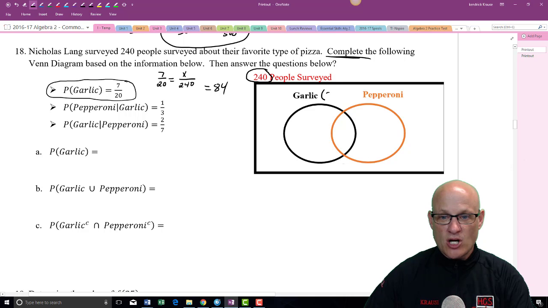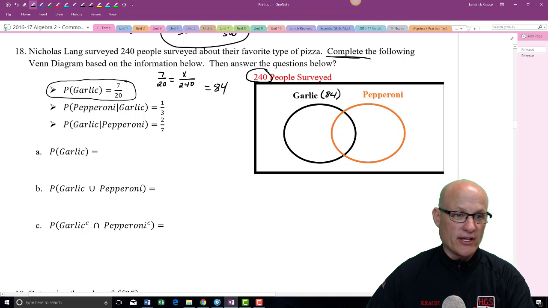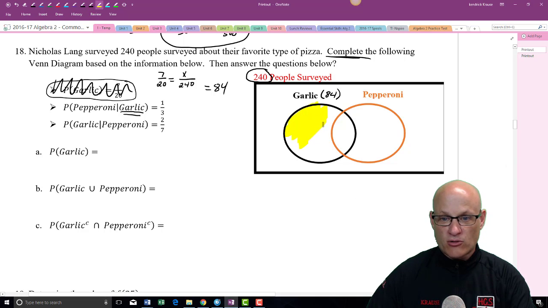All right, so careful here. Careful, the probability of garlic is 84. I don't know anything else other than the probability that garlic. That means there needs to be 84 people in that one. So we're done with this hint. The probability of pepperoni given garlic. Now remember, garlic is now my new universe. The only thing I'm allowed to think about is this garlic circle right here. And how many people belong in that garlic circle? That would be 84. So my new universe is 84.